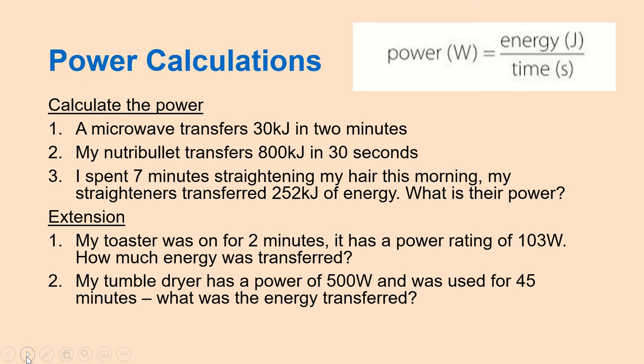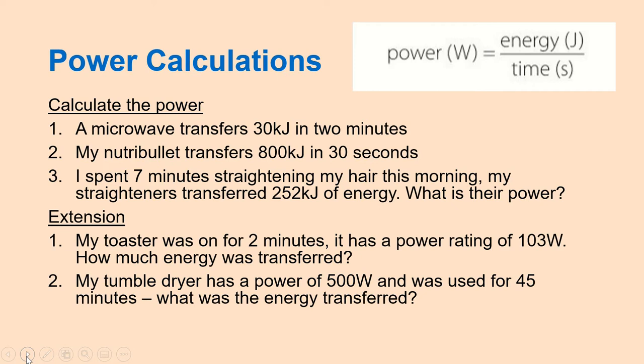equals 30,000 joules divided by 120 seconds. So make sure you've got a calculator and type in 30,000 divided by 120, and you should get that there is 250 watts. So the power of your microwave is 250 watts.